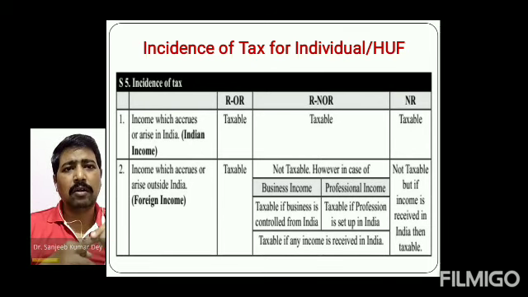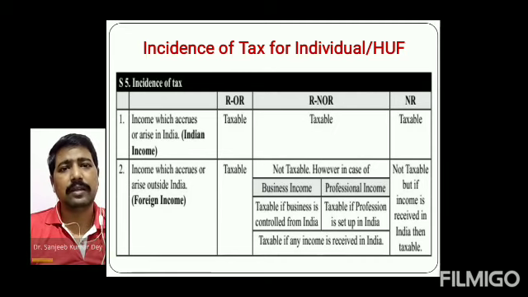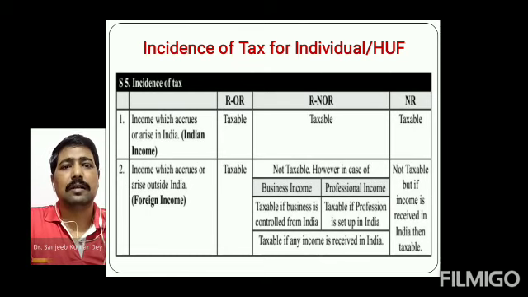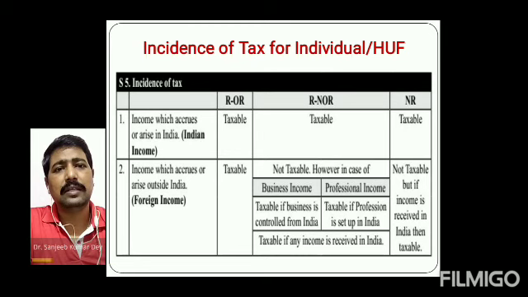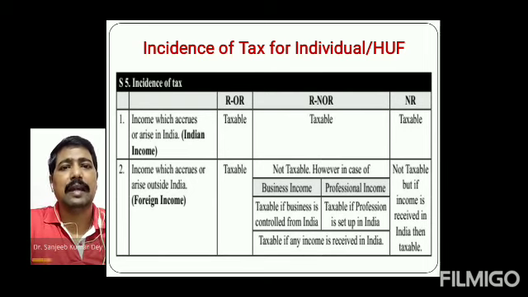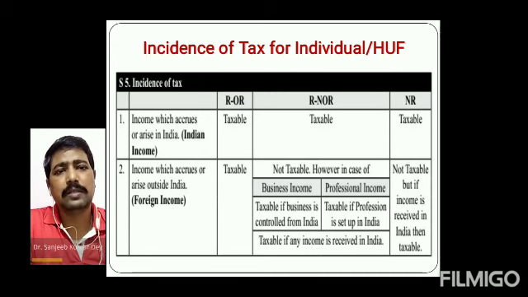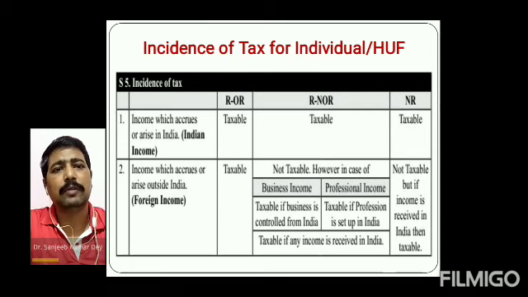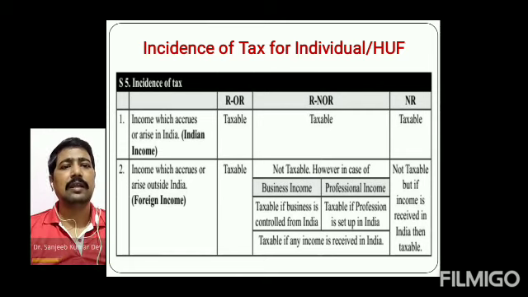What about the not ordinarily resident? If not ordinarily resident, it is also not taxable. However, in two cases it will be taxable. What are the two cases? Business income and professional income. Any income received or due outside India, that means foreign income, in connection with a business is taxable if that business is controlled from India, partly or wholly. If that business is controlled from India, then even if it is foreign income, it will be taxable in the hands of the not ordinarily resident.